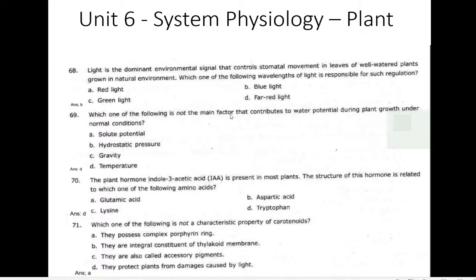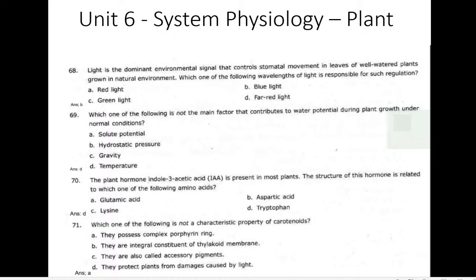Which of the following is not a main factor that contributes to water potential during plant growth under normal conditions? Whenever they are living in one particular place, plant growth under normal conditions needs solute potential, hydrostatic pressure and gravity. Temperature makes no direct contribution. So the factor not involved in water potential is the temperature.